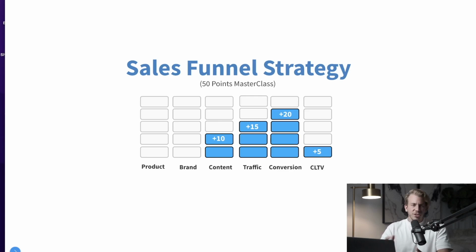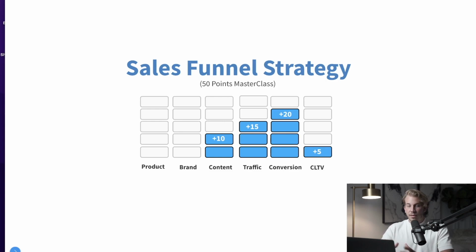So if you imagine yourself, like, the next couple of videos, this is basically one whole course, one whole masterclass that we're going through here. And imagine this masterclass would give you 50 points towards your knowledge and skill in the different business areas. If you have watched the whole holistic business framework first, this is very important that you know these 6 areas: product, brand, content, traffic, conversion, CLTV. These are the 6 areas that determine digital business success.